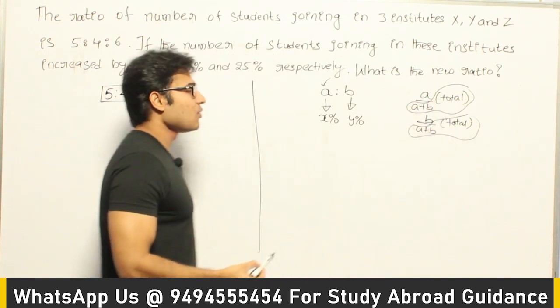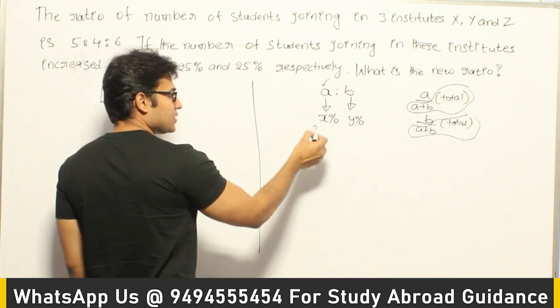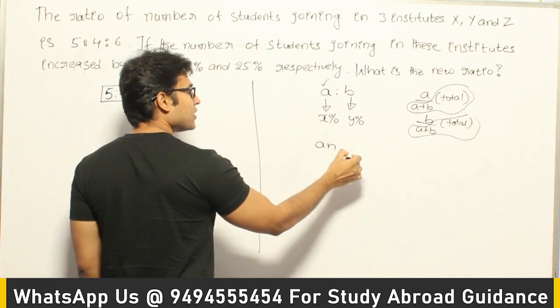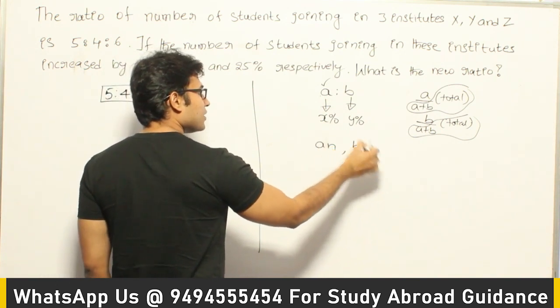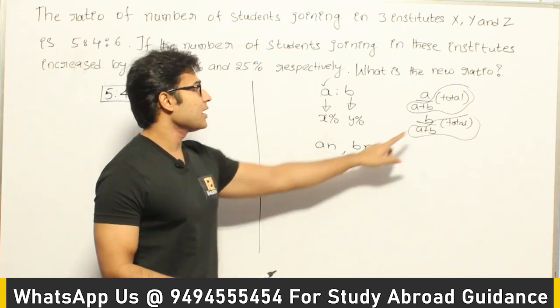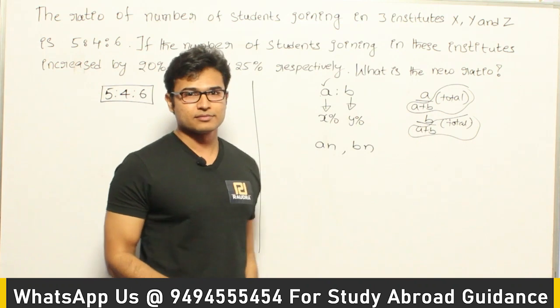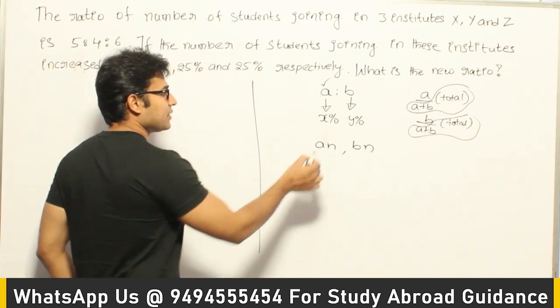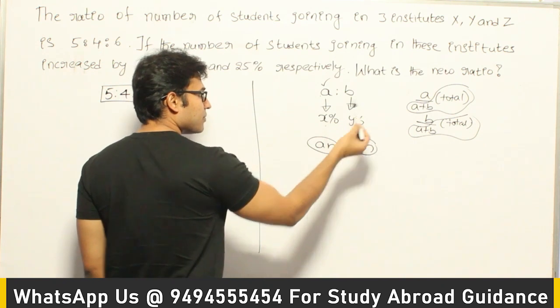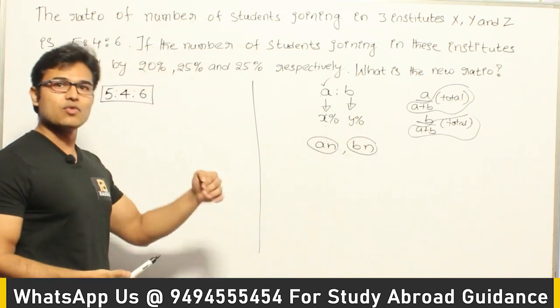Okay, so now what I mean to say is, what is incremented is not A and B, what is incremented is the actual values of A and B. Let me assume that if they are in the ratio of A:B, the actual values are AN and BN. So where AN could be this one, right? Okay, now they are saying that this value is incremented by X% and this value is incremented by Y%. Then what would be the new values?